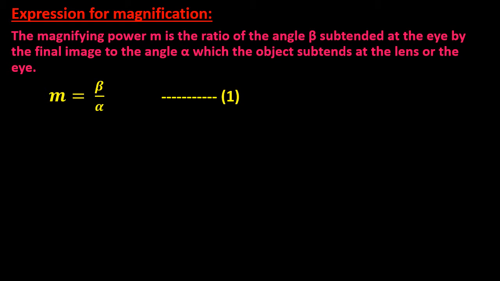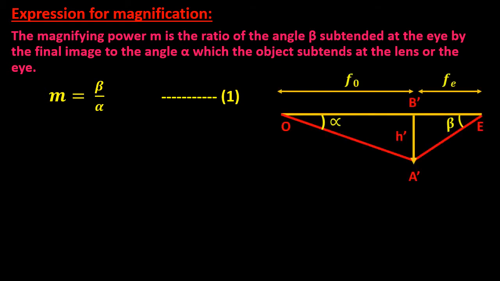And here I have taken a small portion of the ray diagram, mainly focusing on angle alpha, beta and the image A'B'. Now in this figure let us first consider the triangle OA'B'. So in this triangle alpha is the angle here and perpendicular is A'B' and base is OB'. So that we can write tan alpha equals A'B' by OB'.